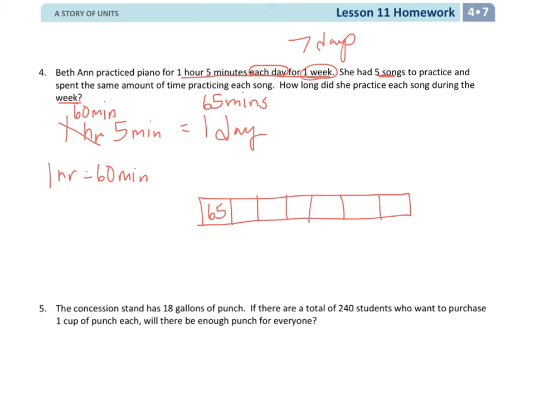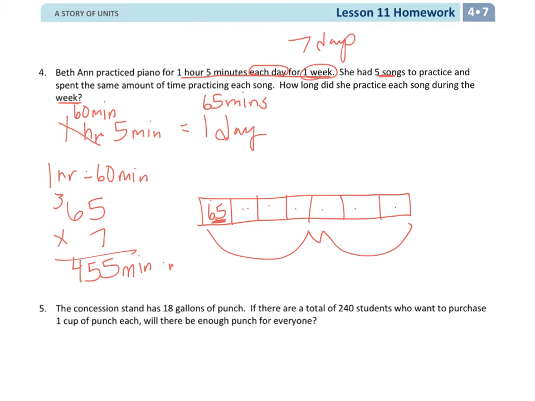That's for 1 day. So that's going to go right here. I need to figure it out for the whole week. So I can do 65 times 1, 2, 3, 4, 5, 6, 7 days. And I'm going to end up with 455 minutes in 1 week, or 7 days. So there's my tape diagram to show that.